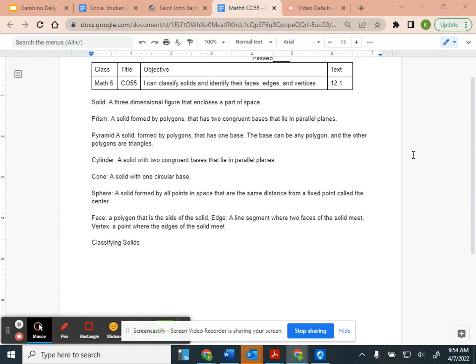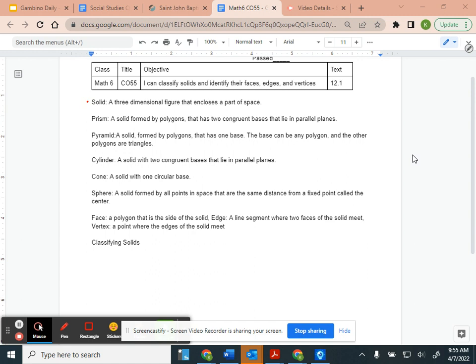Today we're going to look at three-dimensional figures. CO55 is I can classify solids and identify their faces, edges, and vertices. When we were talking about the shapes, the square, the rectangle, the circle, those were flat. We call that two-dimensional because they were flat on the paper. Today we're talking about the solid, which is three-dimensional. It's a figure that encloses a part of space. If we think of a ball, that is a three-dimensional sphere. It's not a flat circle, it is three-dimensional.